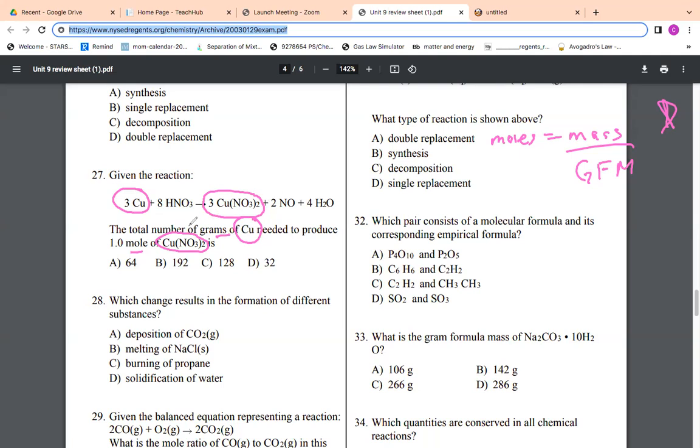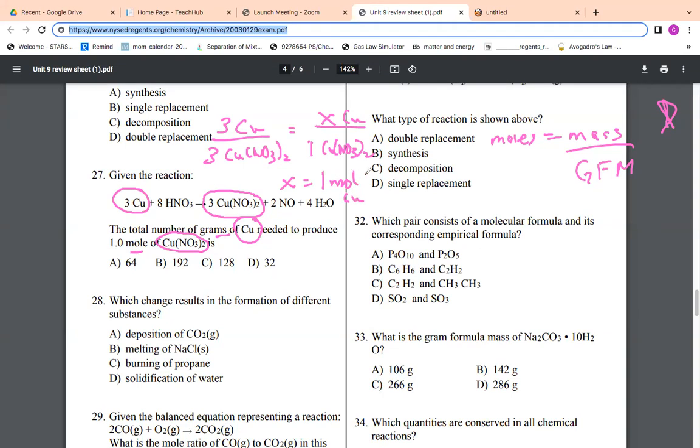So if we end up with 1 mole of this, it means that we started off with 1 mole of copper as well. If you want to see the setup, we can do that. 3 moles of copper makes 3 moles of copper nitrate. But we don't actually end up with this many moles. We just end up with this many. How many moles of copper did we start off with? If you cross multiply, you'll see that the answer just comes out to be 1 mole of copper.